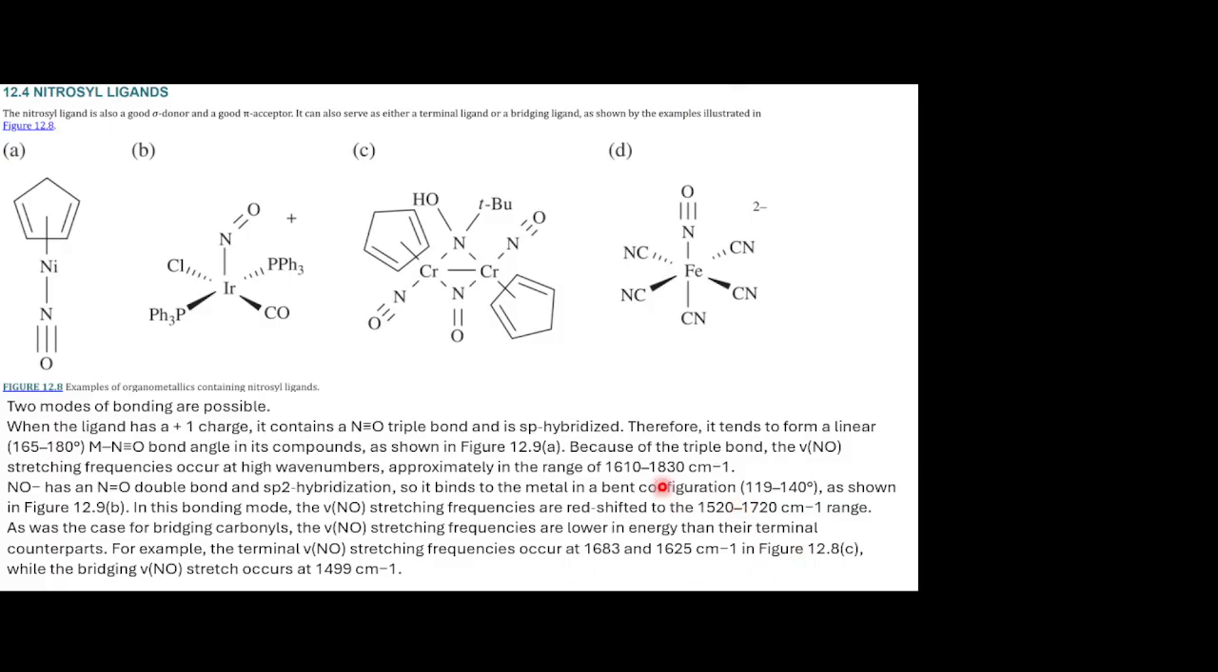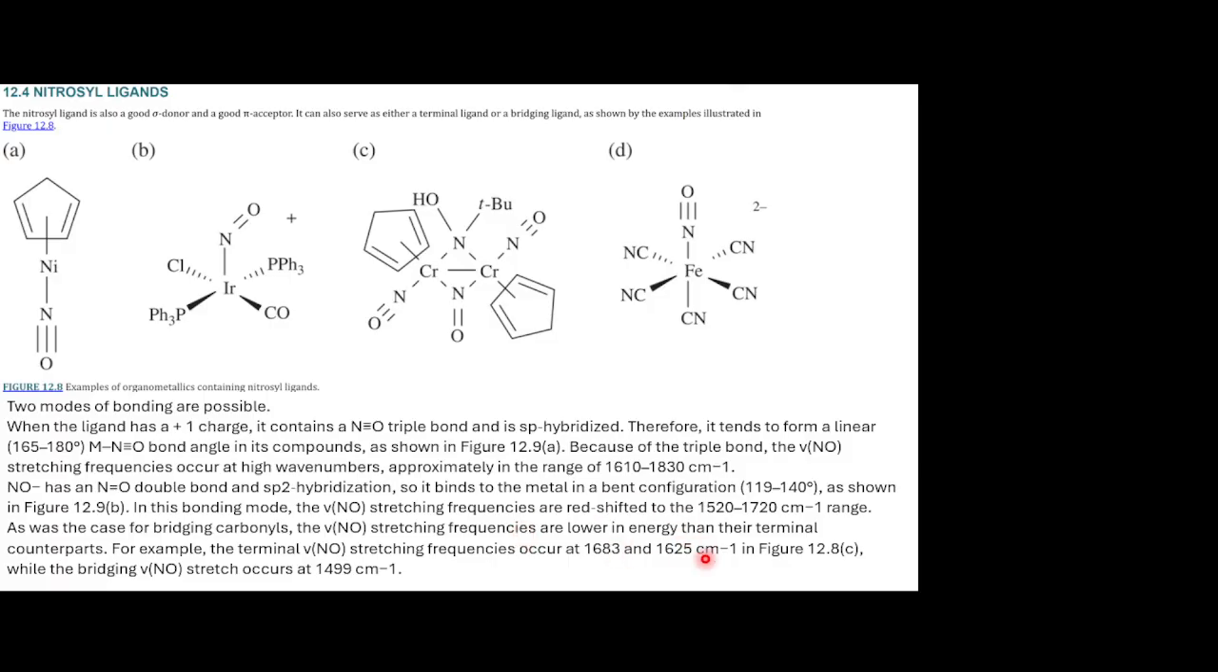Yeah, they have some interesting behaviors in themselves. So for the bridging carbonyls, by the way, if you have a bridging NO, that stretching frequency is going to be lower in energy than the terminal counterpart. So if it's terminal, it's going to be higher frequency. Bridging, lower frequency. So it's one of the ways you can give evidence for it being a bridging structure. Okay.